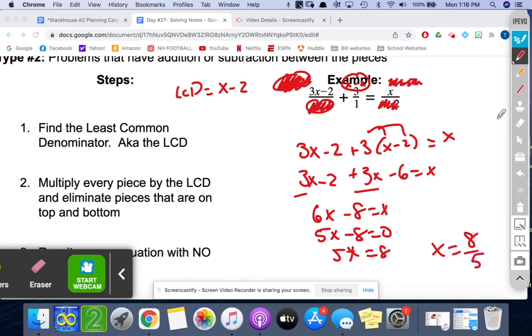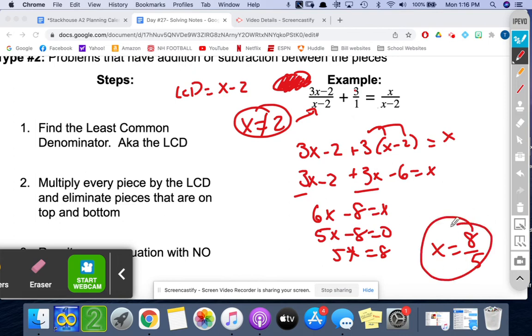Now, like before, it's not a bad idea originally to see what our answers cannot be. So at our final answer, the only thing at the bottom that would break it, x can't be positive 2. But since our final answer clearly is not positive 2, we're good with it. Okay, so there's the first example. Let's scroll down and get the second one going.